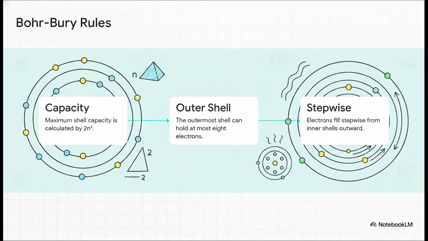We use the 2n² rule. This handy formula tells us the maximum capacity for the K, L, M, and N shells. Step 2, and this is absolutely critical. Regardless of total capacity, the outermost valence shell is limited to a maximum of 8 electrons. Why? To achieve a stable octet, just like those highly unreactive noble gases. And step 3, electrons don't just jump around randomly. They have to fill these shells stepwise, starting strictly from the inner K shell and systematically moving outward.